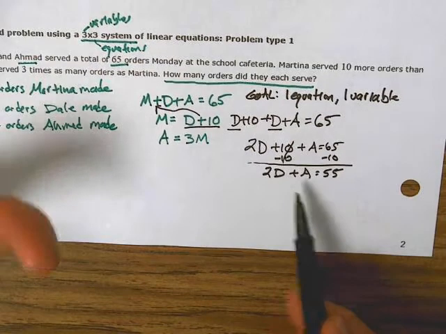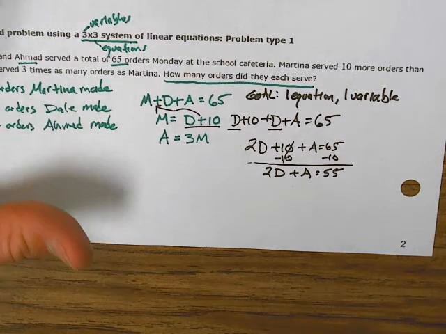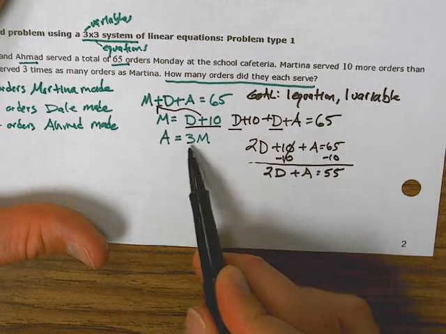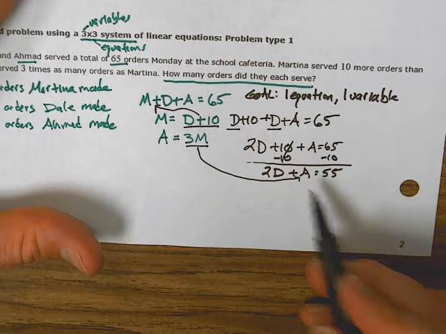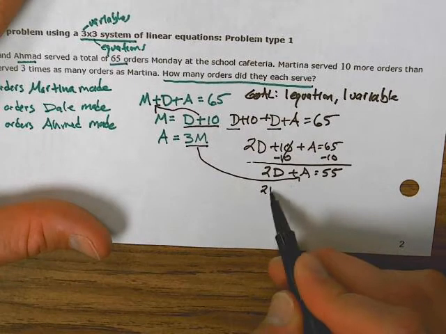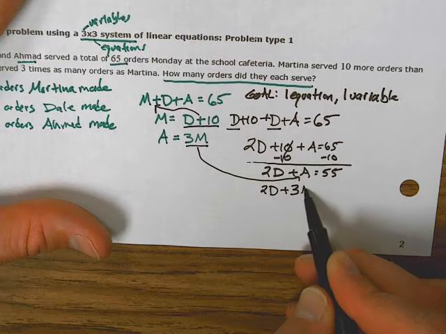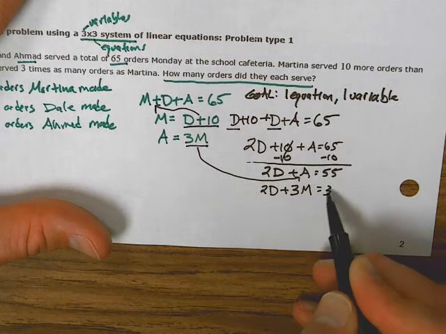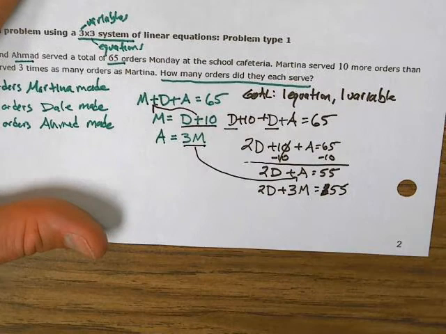So I have 2d plus a equals 55. Now the problem is I still have d and a in here, and I need to get just one variable. And you might say, all right, well, how about, a is the same as 3m. Okay, well, let's do that. Let's replace a with 3m. So now I have 2d plus, instead of a, I'm substituting in 3m, and that's equal to 55.